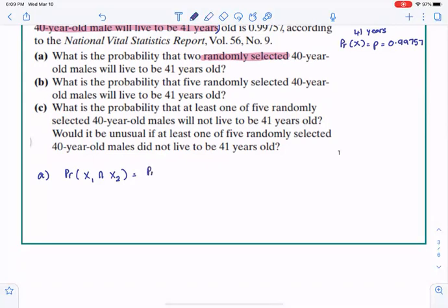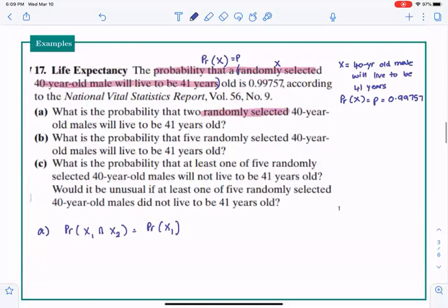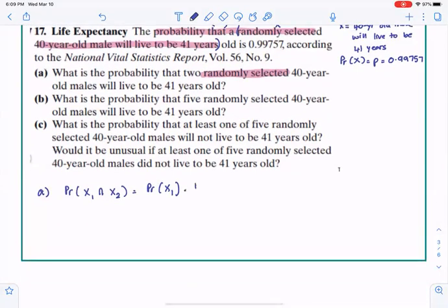So that would mean the probability that the first 40-year-old male will live to be 41 years, multiplied by the probability that the second 40-year-old male will live to be 41 years old. But the probabilities are the same for any 40-year-old male, and that's what we have here from the question. So it would be 0.99757 times 0.99757.